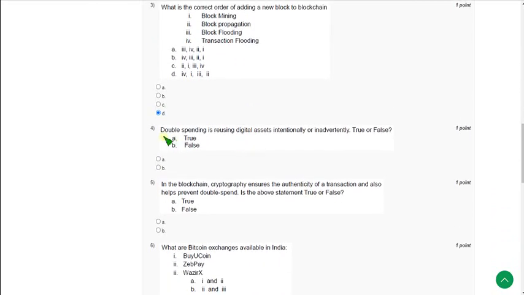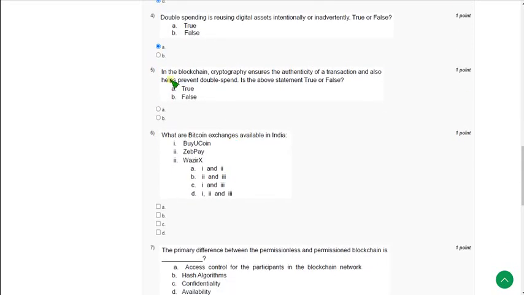And moving on to the fourth question. Double spending is reusing digital assets, intentionally or inadvertently. True or false? They are asking whether the statement is correct or wrong. So for the fourth question, the answer is true. So mark option A. And moving on to the fifth question. In the blockchain, cryptography ensures the authenticity of a transaction and also helps prevent double spend. Is the above statement true or false? So for the fifth question, the exact answer is option A, true.